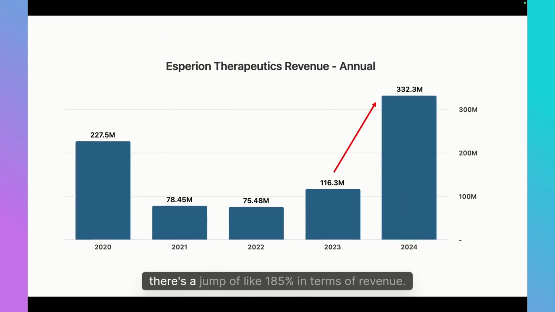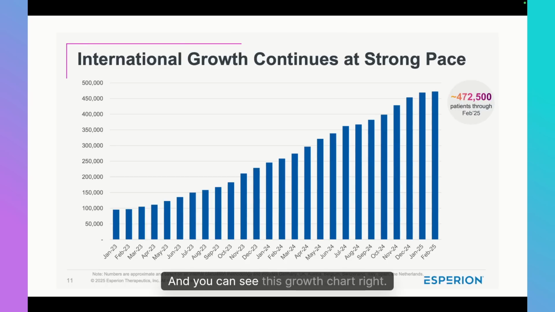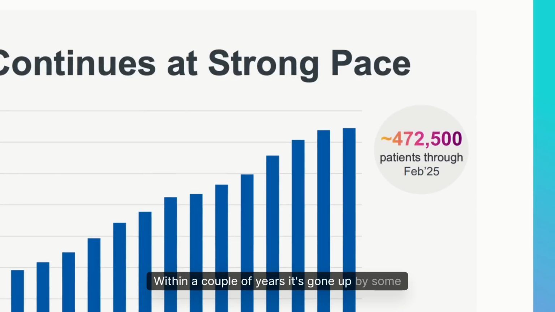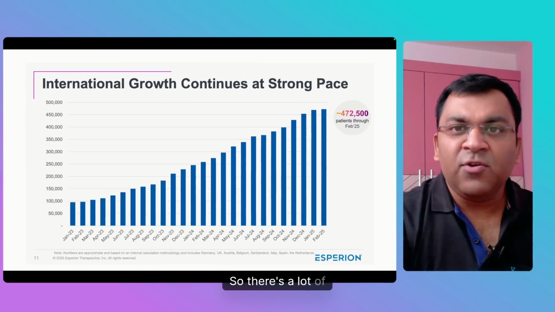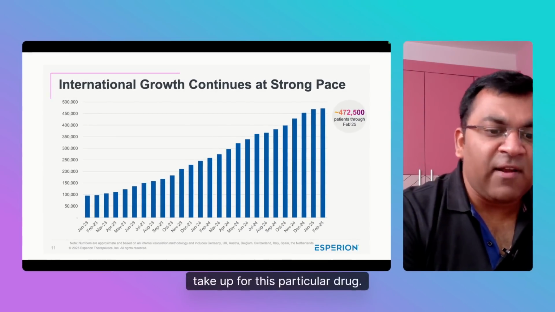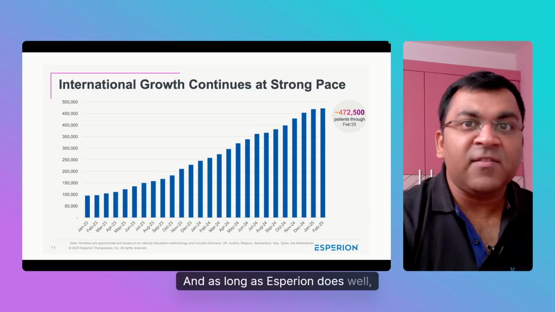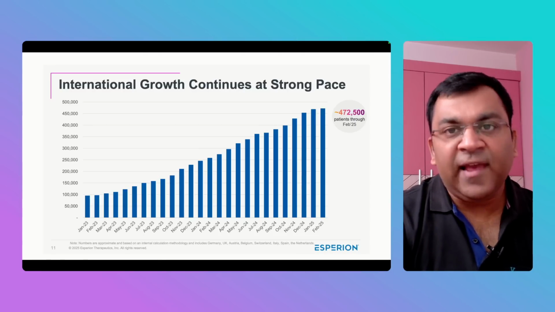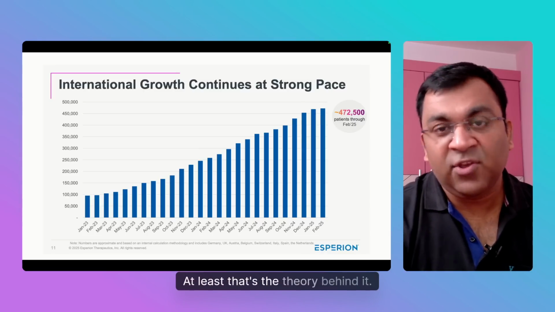2023 to 24, there's a jump of like 185% in terms of revenue. Their losses are definitely coming down. It's an innovator, so obviously it'll have a lot of losses in the initial years, but now those losses are coming down as the take up for their drug is improving. They've gone international as well, and you can see this growth chart, right? What was not even 100,000 patients in January of 2023, within a couple of years it's gone up by almost 5 times. So there's a lot of good take up for this particular drug, and as long as Esperion does well, BlueJet Healthcare should also do well. At least that's the theory behind it.